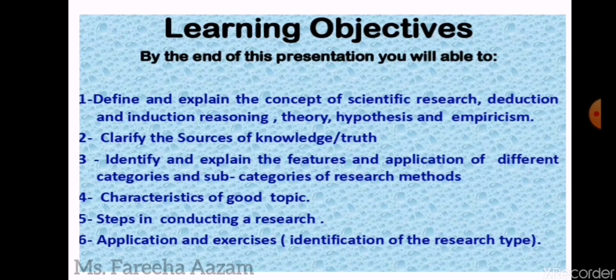Here are some learning objectives of this course. First of all, we are going to define and explain the concept of scientific research, deductive and inductive reasoning, theory and hypothesis, and empiricism, clarify the sources of knowledge and the truth, identify and explain the features and applications of different categories and subcategories of research methods, and the characteristics of a good research and a good topic.